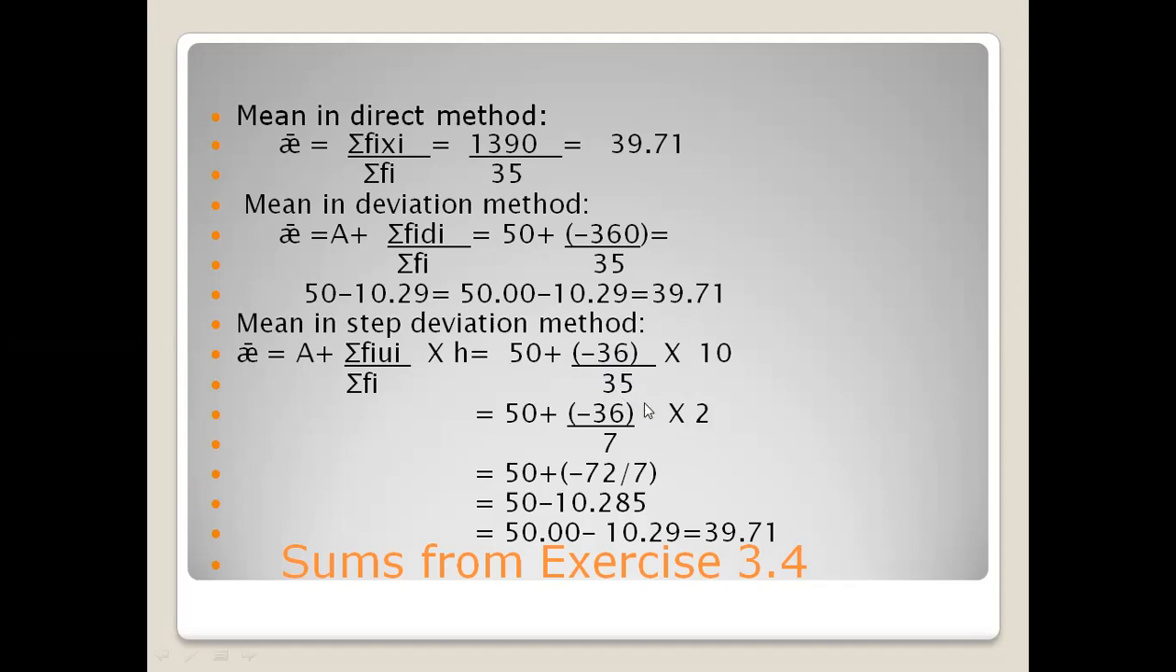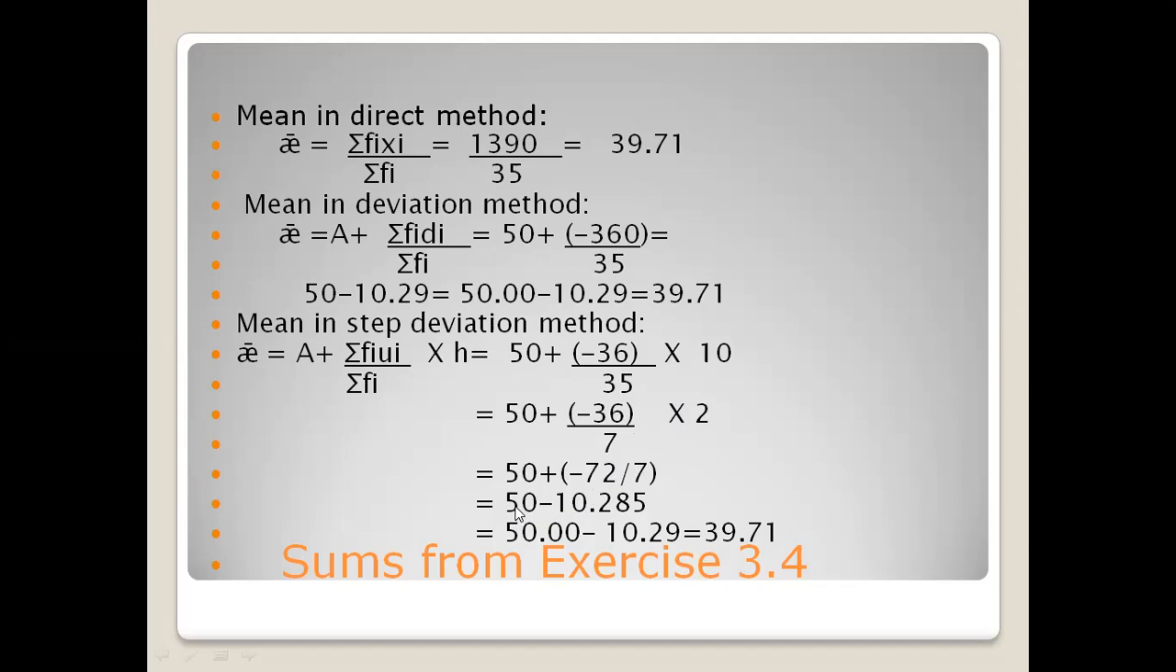So now how to calculate this? 10 and 35 both are in the same table, so cancel. 5 twos are 10, 5 sevens are 35. So write in the next step 50 minus 36 by 7 into 2. Now multiply 36 and 2. It is minus 72 by 7.